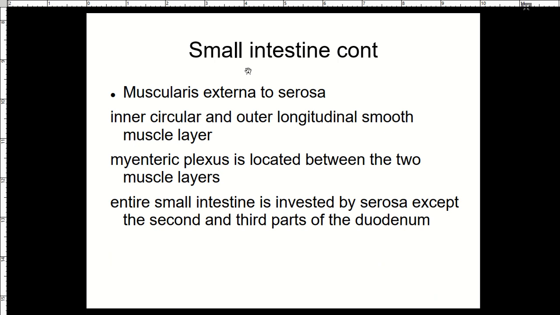Our muscularis externa has two layers as usual: inner circular, outer longitudinal smooth muscle, and then between the inner and the outer we have the myenteric or the Auerbach plexus located between the layers, right? And then the small intestines are covered by what we call the mesentery proper. They are going to be lined by serosa, except the second, third, and fourth part of the duodenum. Only the first part of the duodenum is referred to as intraperitoneal.